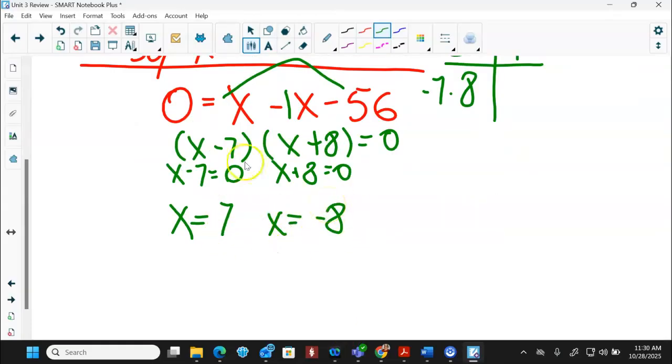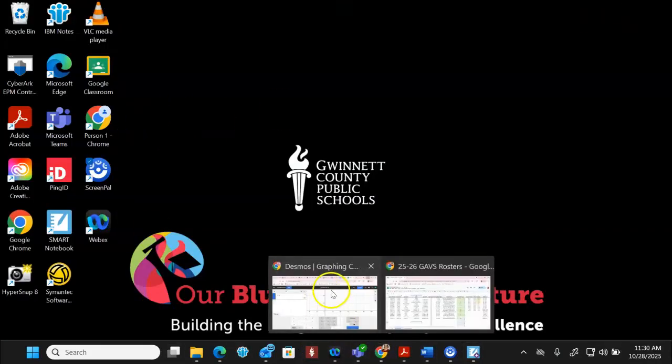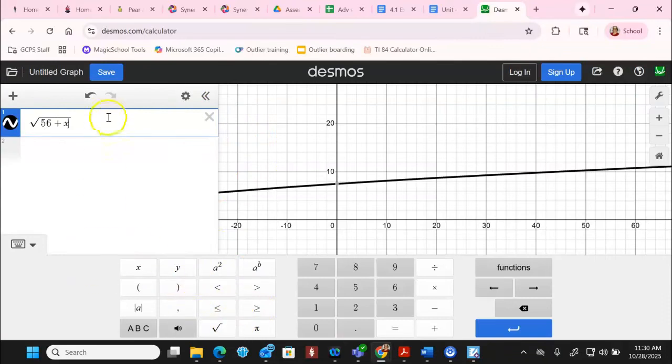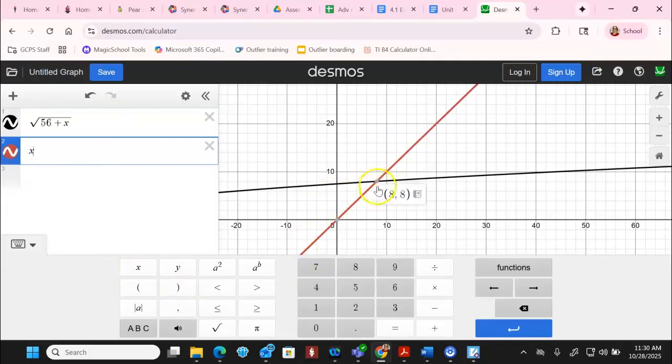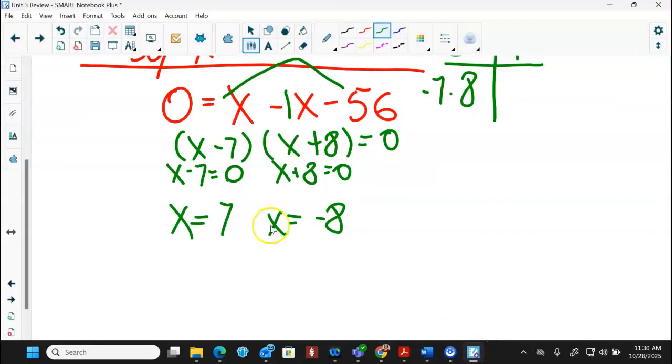Now, to check if they both work, we'll go ahead and graph it, because we need to see which one does not work. Okay. Now, if we graph it, we get square root of 56 plus x. And then here we will get x. Okay. And then here we get 8. So out of these two solutions, only 8.